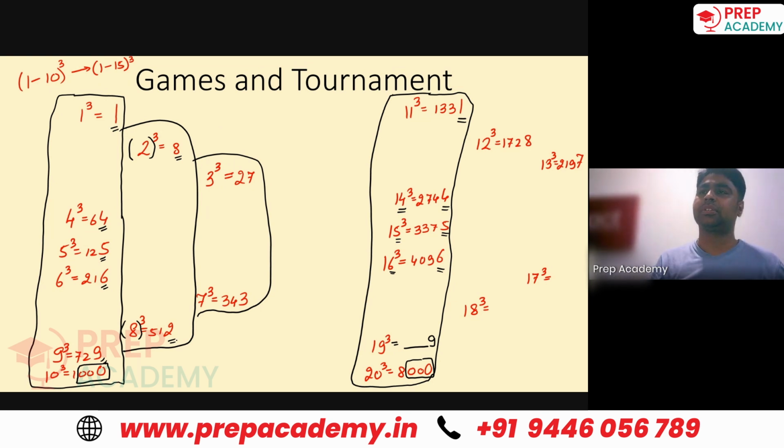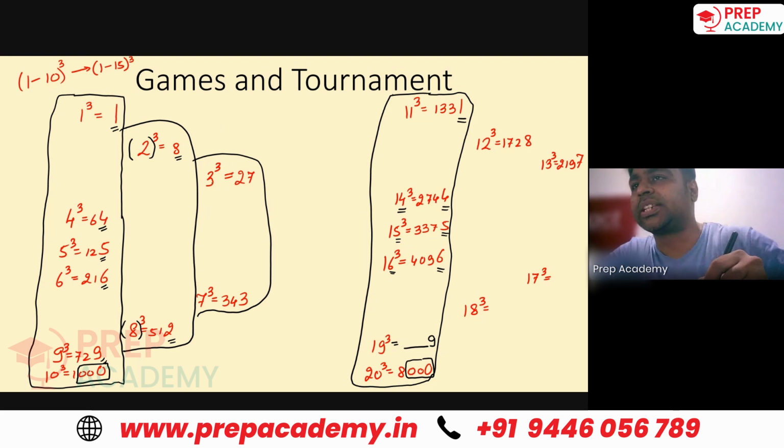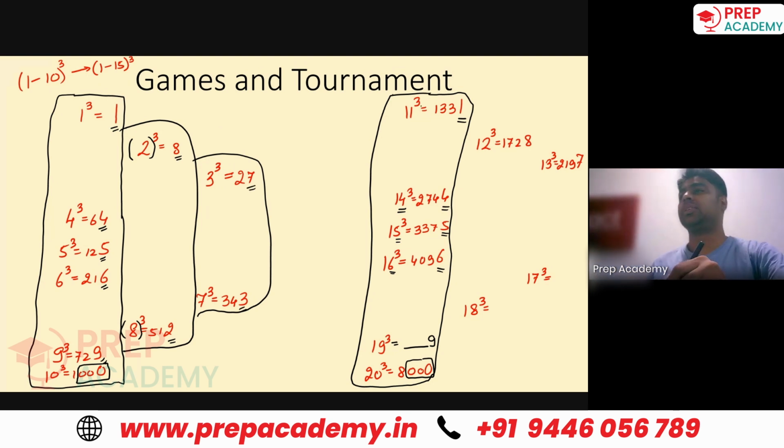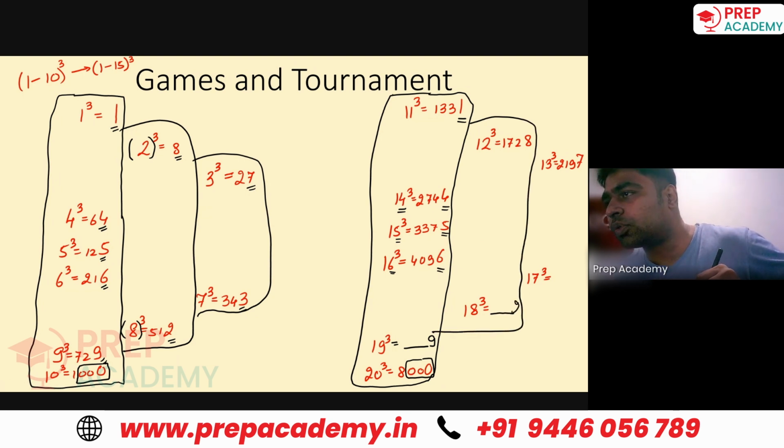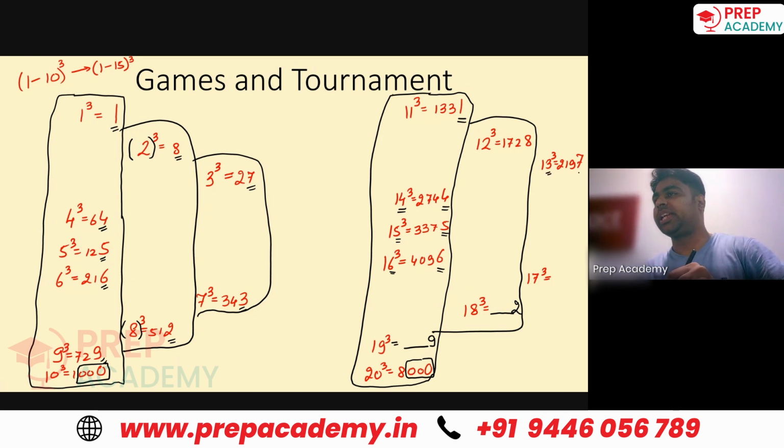The second pair of exceptions is 3 and 7. Any number ending with 3, its cube will end with a 7, and the 7 one will end with a 3. Is it understood? See here, the cube of 12 ends with an 8. I don't know 18 cube, but what I know for sure is that 18 cube will be ending with a 2. Similarly, 13 cube ends with a 7 and 17 cube will be ending with a 3. Is it understood now?